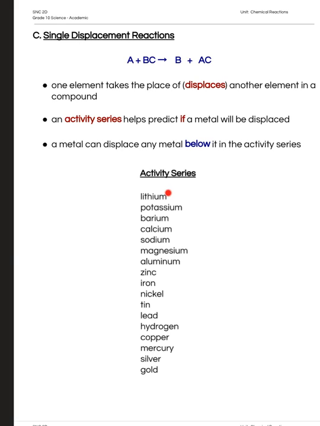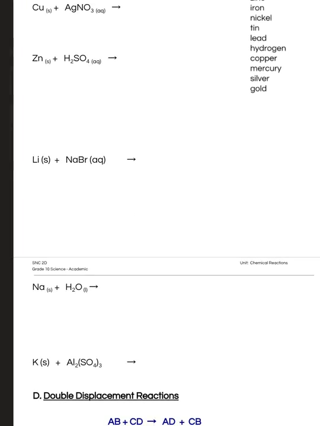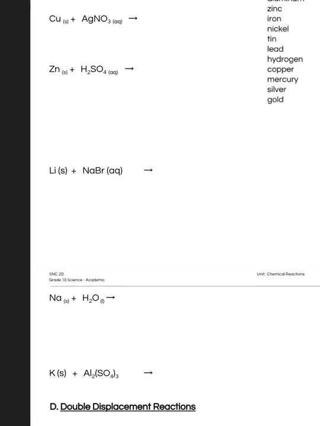For instance, lithium can displace everything below it. Gold is not going to displace very much because it's on the bottom. So that's the whole idea behind the single displacement reaction. We use this activity series to help us predict whether or not a chemical reaction is actually going to occur. So we went through these examples. Let's just look at, well, we can do this one really quick.